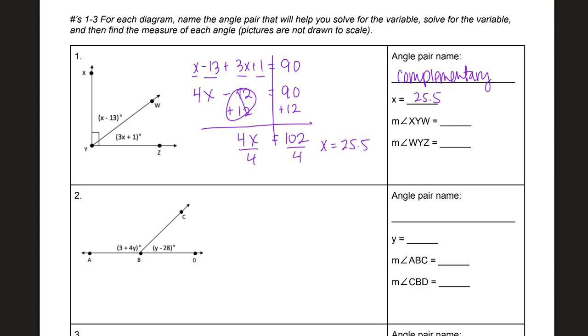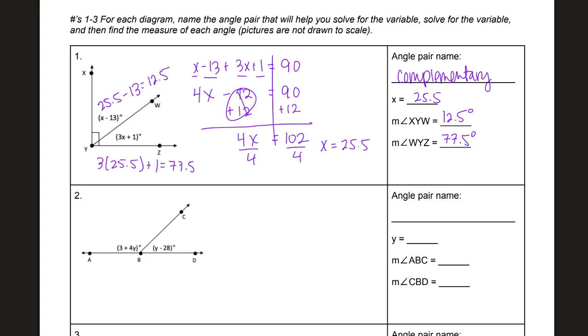So they do want us to plug it back in to find the measure of each angle. So if I plug it in for x here, we have 25.5 minus 13, which gives me 12.5. And then I plug it in for this one. So 3 times 25.5 plus 1 gives me 77.5. And those are both degrees. So one way you can check to make sure you had this right, these two should add up, we know, to 90 degrees.